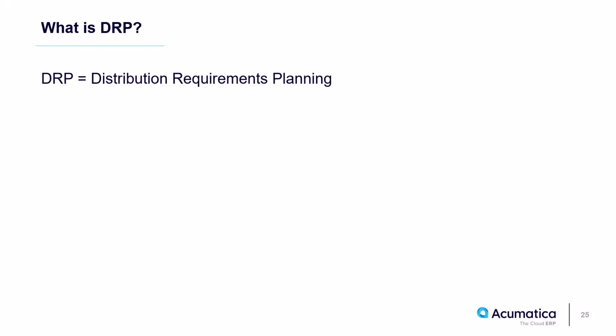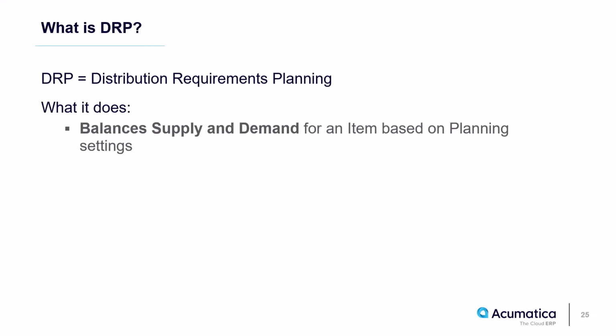What is DRP? DRP stands for Distribution Requirements Planning. Acumatica's Distribution Requirements Planning, or DRP module, is a powerful planning tool that enables you to satisfy demand while maintaining optimal inventory levels, all from one centralized location.